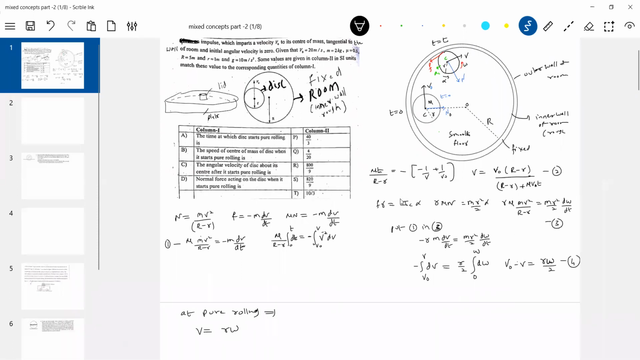What is V? So we know v naught minus v equals r omega by 2. At pure rolling, V equal to r omega is there. So shall we use these equations only? In place of r omega, I'll write this equation. Call it phi. Put phi in 4. When you put phi in 4, we get v naught minus V equals V. Therefore V is equal to 2 v naught by 3. When it attains pure rolling, it will have that much linear velocity. Now we know V. That value of V you substitute here, you'll get the omega.